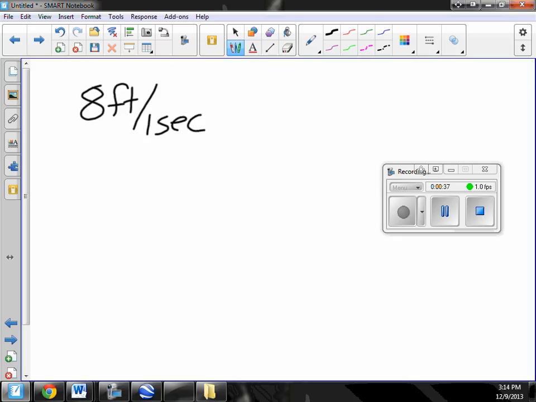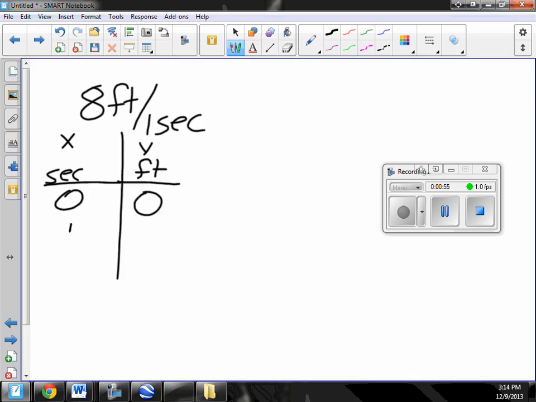8 feet per second. So if I were to graph or make a chart of my position, I could say my x values are going to be seconds, and my y values are going to be feet. So at 0 seconds, I haven't traveled at all. 1 second, 8 feet, 2 seconds, 16 feet, 3 seconds, 24 feet, and so on.